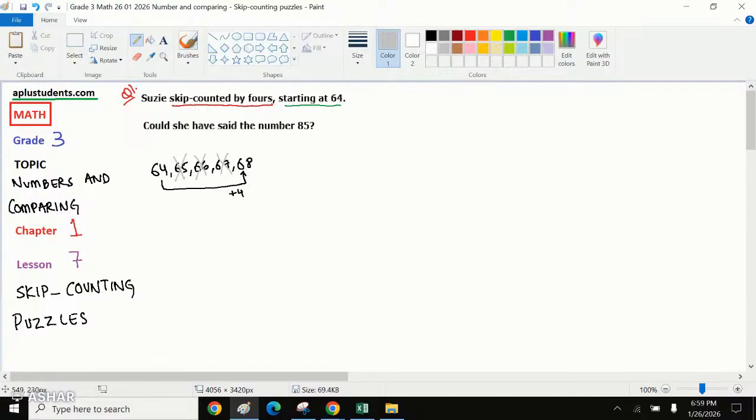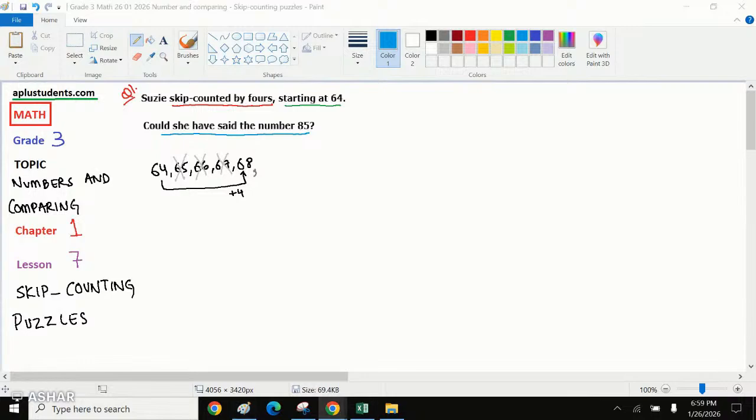Hi, everyone. Welcome to the class. Today, what we are doing is skip counting. Skip counting basically means we add by a particular number. In this question, Susie is skip counting by 4s, so that means we need to add 4. Let's say after 68, what they are saying is she could have said the number 85. So is 85 in this sequence?